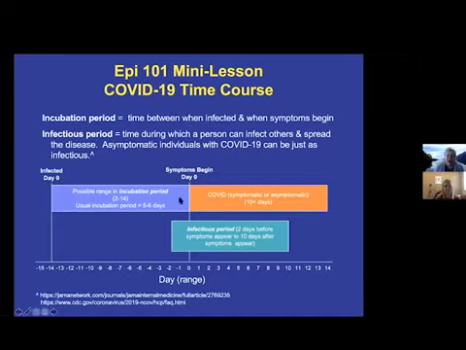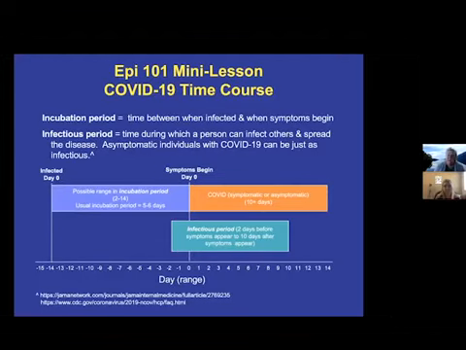It'll be up to 2 weeks before I show symptoms. And then I could have symptoms or I might not. Most people might show some sort of symptoms. And those symptoms may last 10 or more days. The infectious period starts 2 days before the symptoms appear to 10 days after the symptoms appear. So it's about a 12-day period.